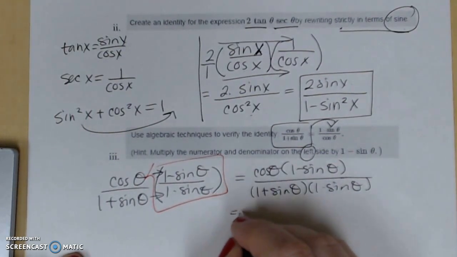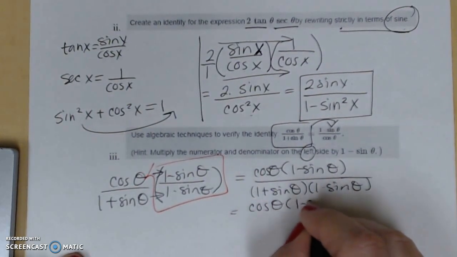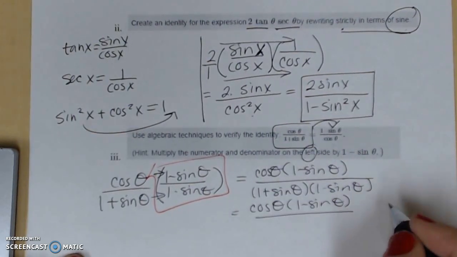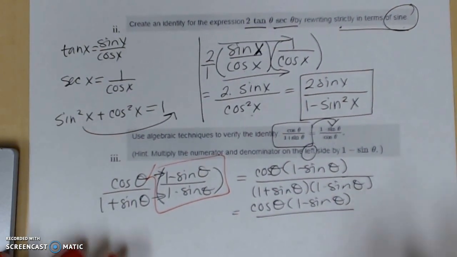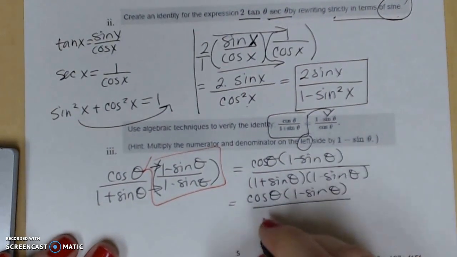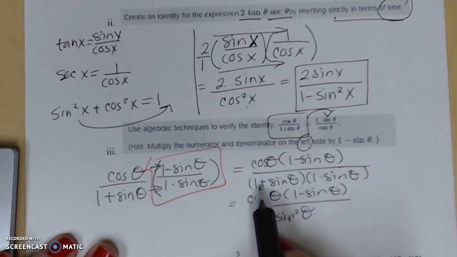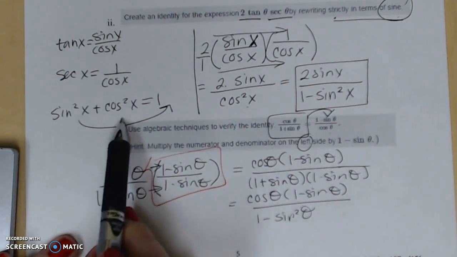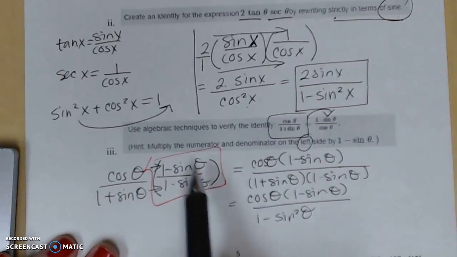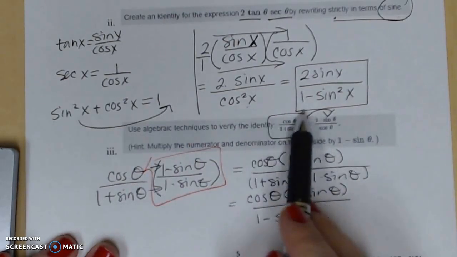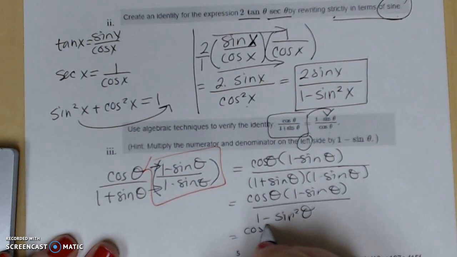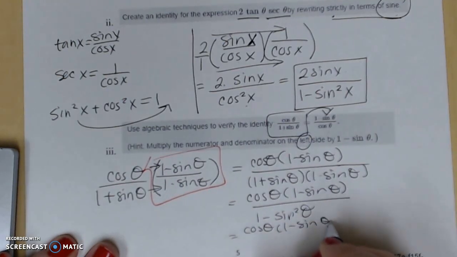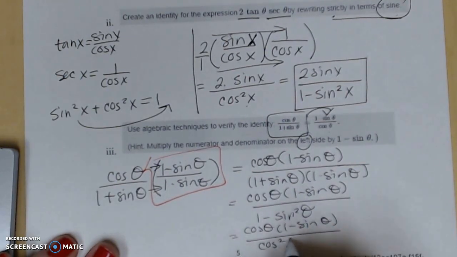Now we've seen that denominator before. I'm not going to distribute out the top yet. I want to look at this bottom. It looks real familiar. If I multiply this, this is the difference of two squares seen earlier in this lecture. So this would be 1 minus sine squared theta. I also know that that goes back up to the Pythagorean identity. 1 minus sine squared is equal to cosine squared. We actually applied it here. So this would be cosine theta times 1 minus sine theta all over cosine squared theta.